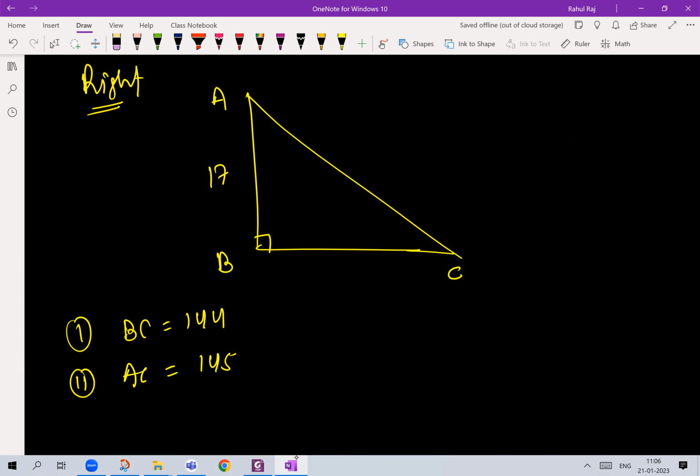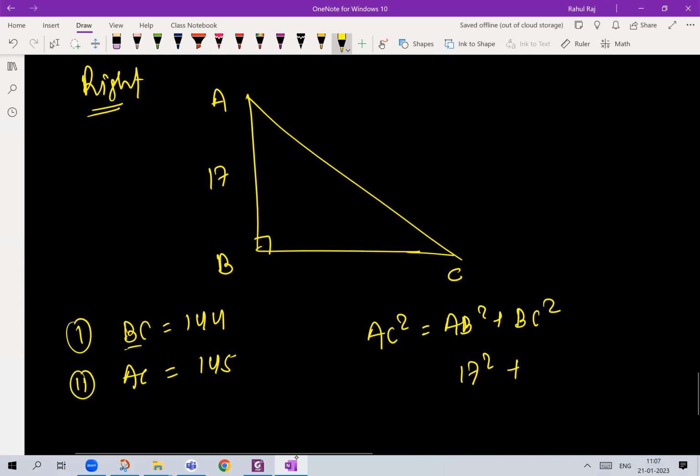Now the question is trying to ask you, is this triangle a right angle triangle? Yes or no? If at all this triangle has to be a right angle triangle, AC square should be equal to AB square plus BC square. Simple logic. Now I know that AB is given to me, that is 17 square. And option number 1 says BC is 144, so imagine this is 144 square. I have no idea about AC at all. Do you really feel that you will be able to mark the answer? You can't tell me whether it's a right angle triangle or not. So this statement is not sufficient.